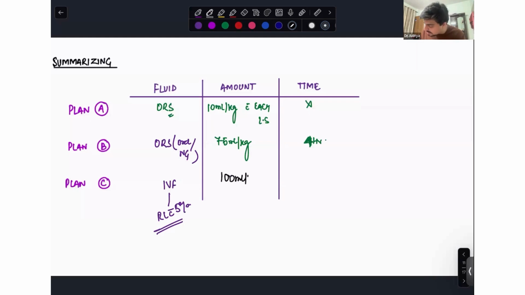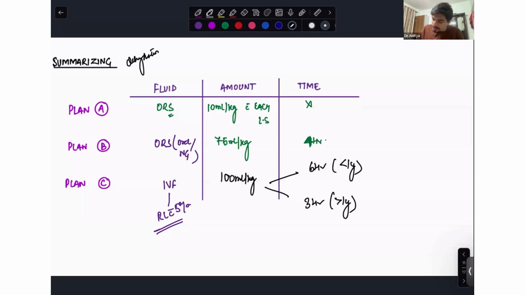Either over 6 hours if the child is less than 1 year, or over 3 hours if the child is more than 1 year. So this is how we summarize the management of dehydration.